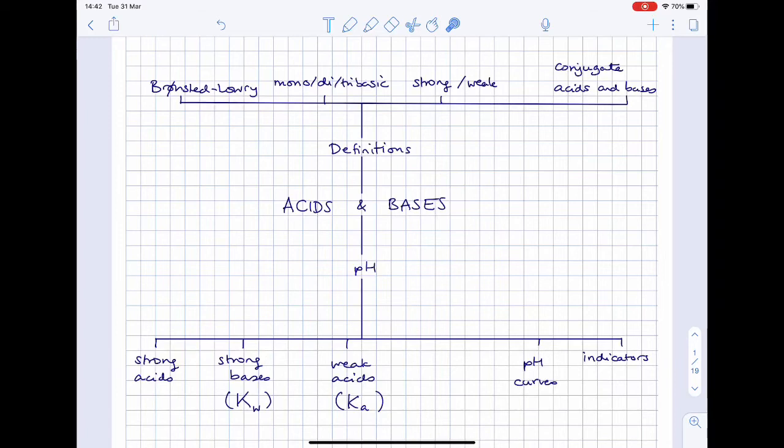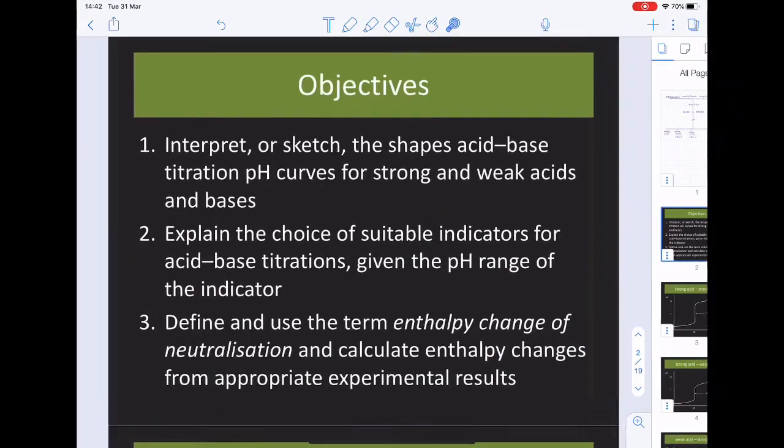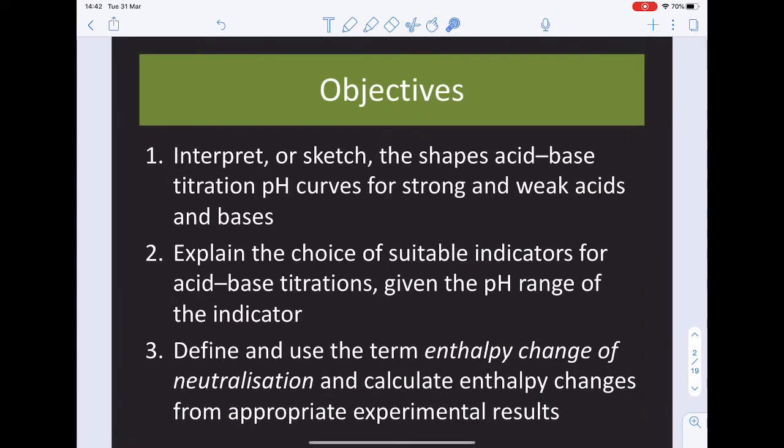This video is going to cover pH curves and indicators of the topic of acids and bases. In the syllabus, you need to be able to interpret and sketch the shapes of acid-base titration pH curves for strong and weak acids and bases. And you should also be able to use these curves to work out which is the suitable indicator for a given set of acids and alkalis in a titration.